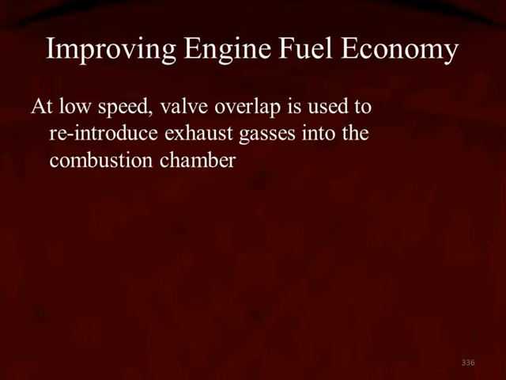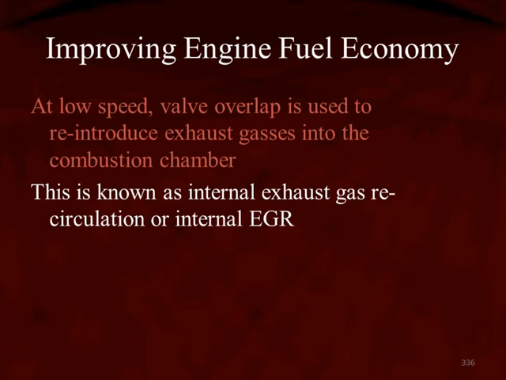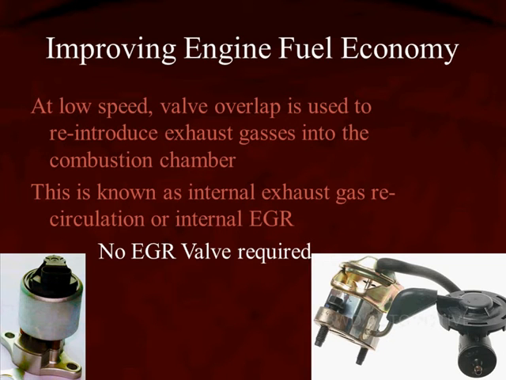showing that we can vary it. In order to get good fuel economy at low speeds, valve overlap is going to be used to reintroduce the exhaust gases into the combustion chamber. We don't need an EGR any longer. This is known as internal gas recirculation, or simply put, internal EGR. Once again, we don't need an EGR to improve the NOx coming out the tailpipe.